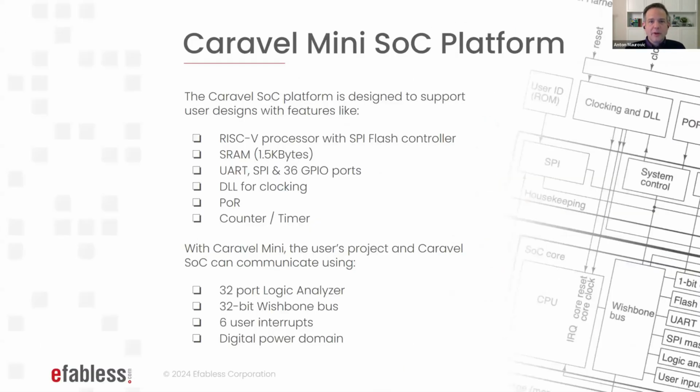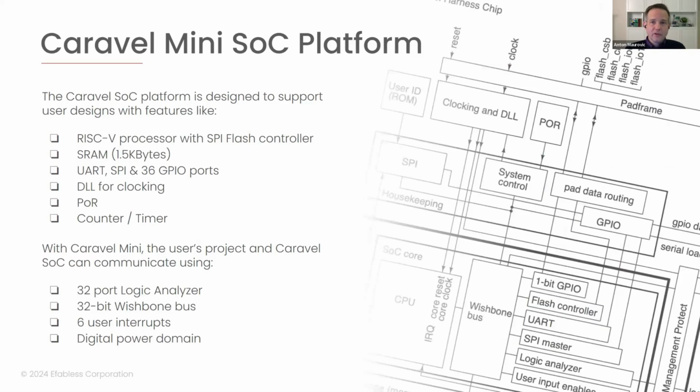And talk a little bit about what is included in the Caravel Mini SoC platform. So system on chip means potentially quite a lot of different things. And in our case, it's a wide variety of different functionality, which comes together and enables you to decide, do you focus on your design implementing your core functionality, or do you offload some of that onto the processor and the peripherals that it provides?